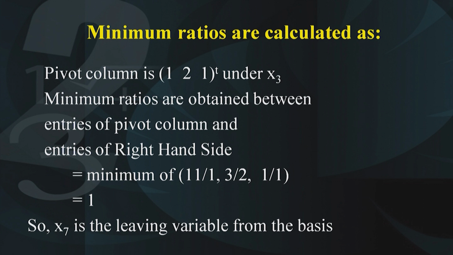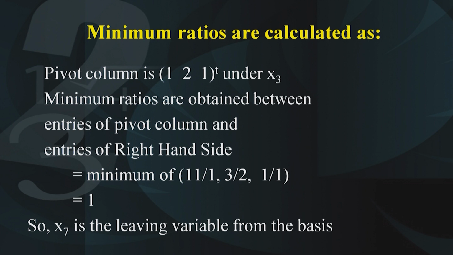The minimum ratios are 11 upon 1, 3 upon 2 and 1 upon 1. And which one of them is the minimum? 1, that is the last entry. Therefore, what does this indicate? This indicates that x7 is the variable which should leave the basis.